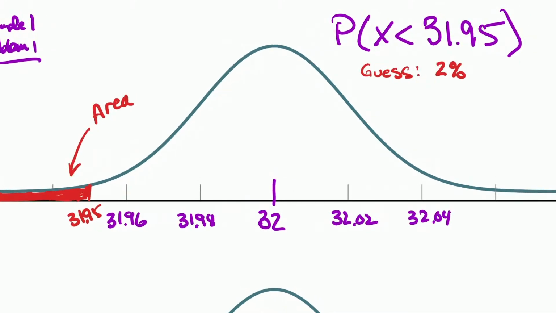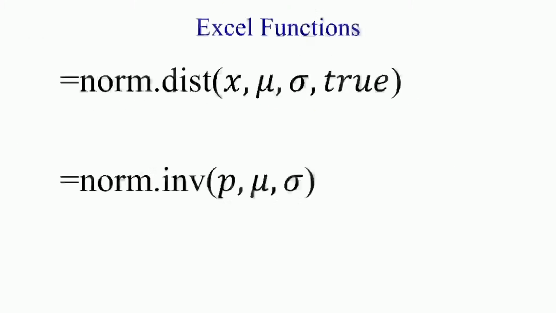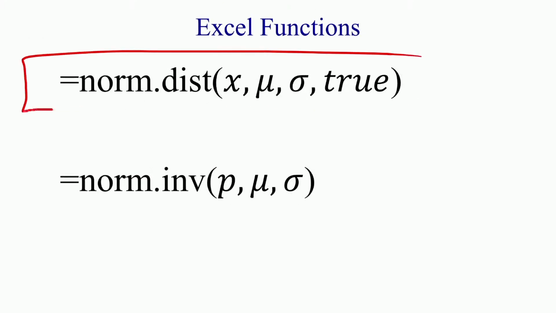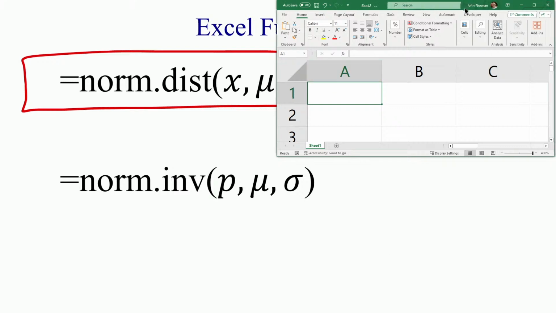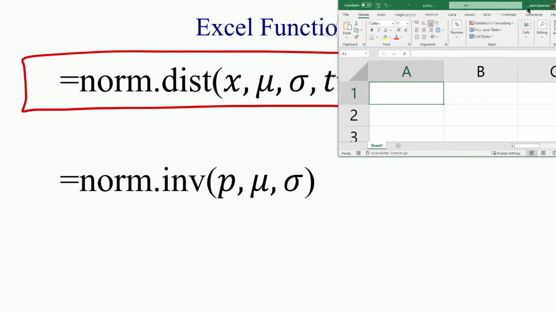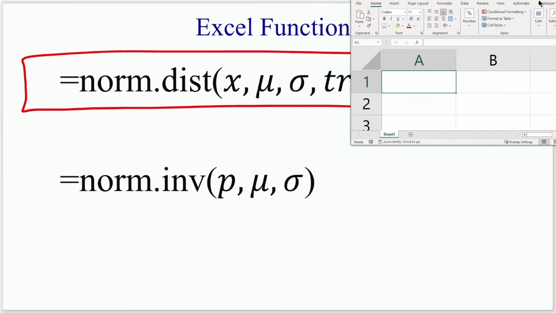So going back, I know I keep switching back and forth. I'm just going to go back to this. We're going to use this. This is going to give me the probability that I'm looking for. So let me just show you this so that you can see what this looks like.